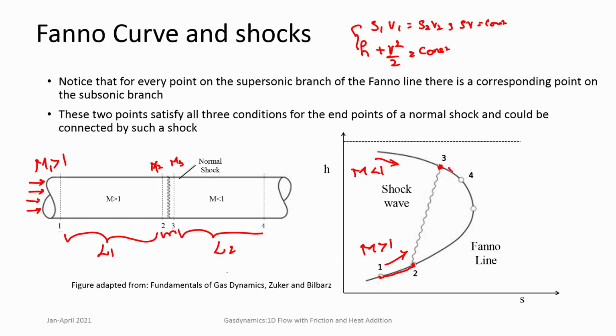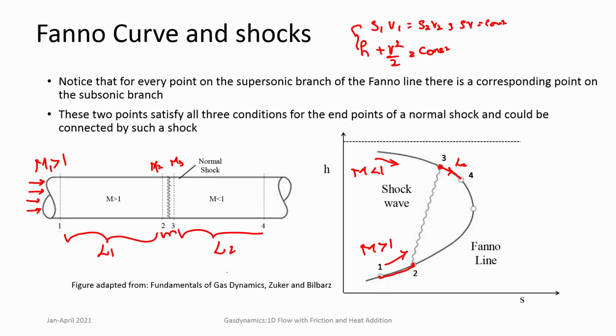Then further there is another flow, or the Fanno flow, which happens for length L2. So, initially Mach number decreases in the supersonic flow, there is a shock, there is a sudden jump, Mach number becomes subsonic, then after that Mach number increases, pressure slightly decreases.